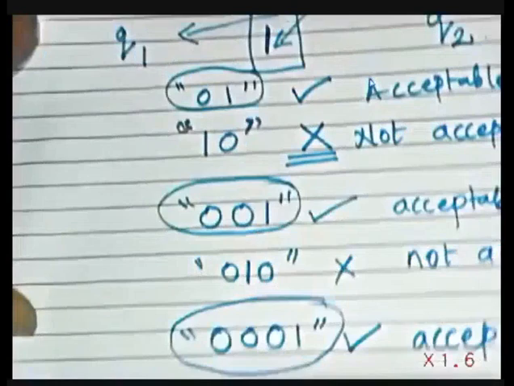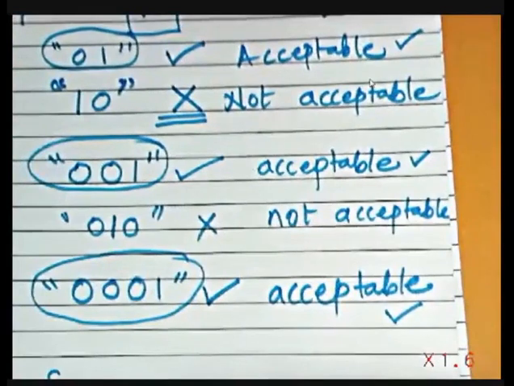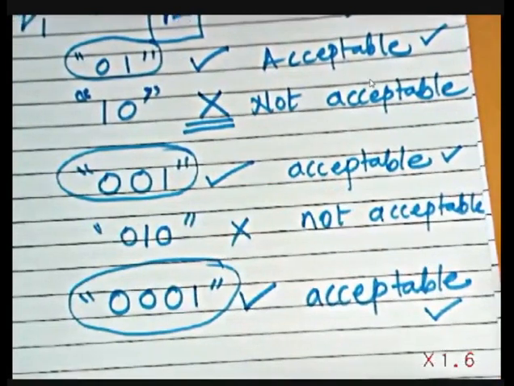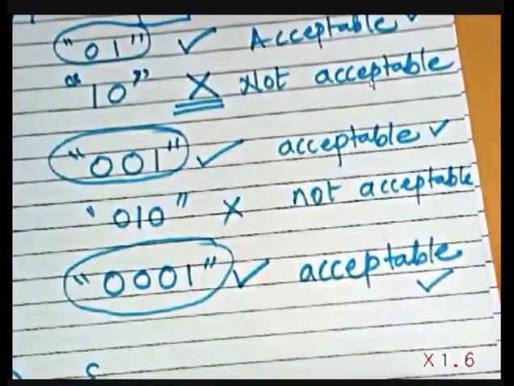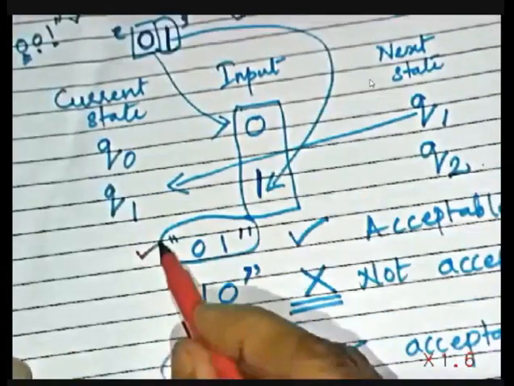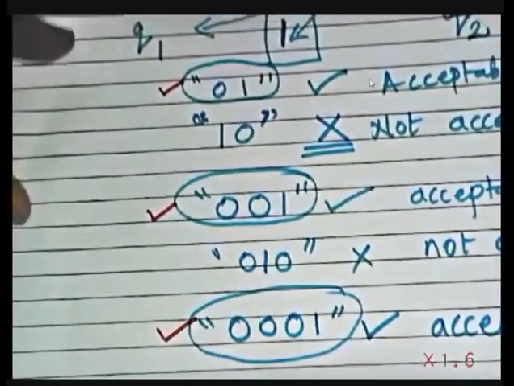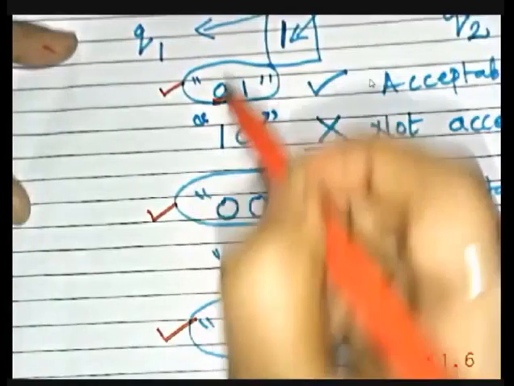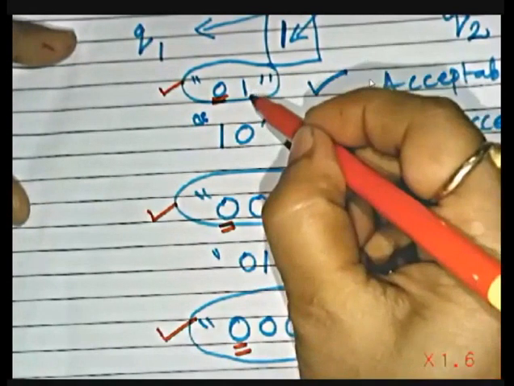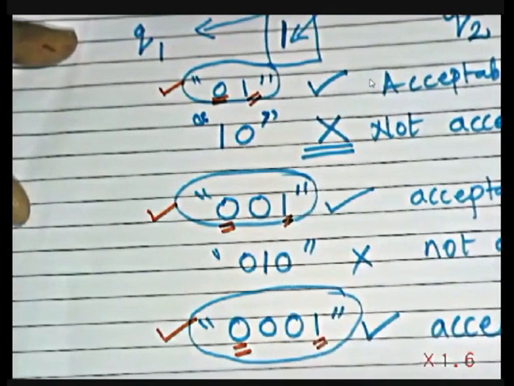Now from these 3 strings, what is your observation about the language? Language in the sense, what set can you represent here from this observation? What are the common things in these 3 strings? Can you observe anything from this? Any similarity between these 3 strings? If you look, the similarity is every string is starting with 0, right? And the second similarity is every string is ending with 1, right?